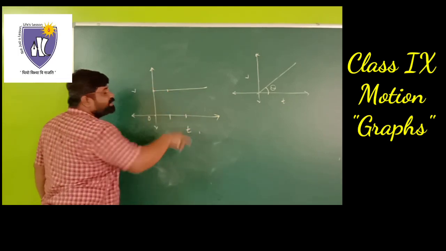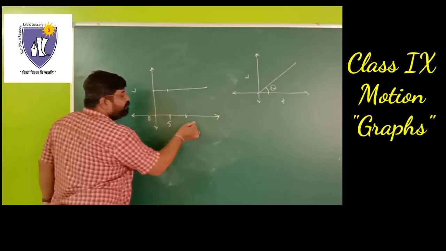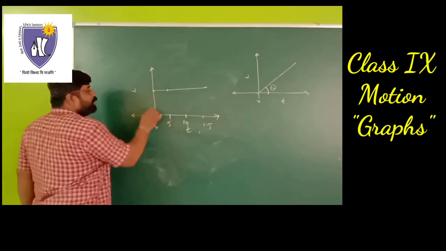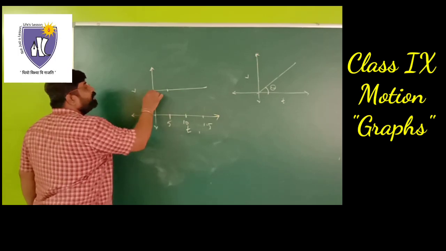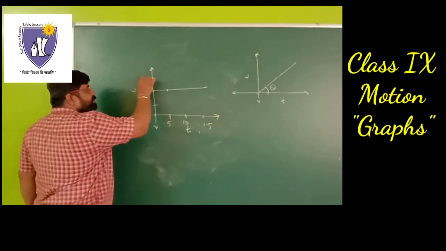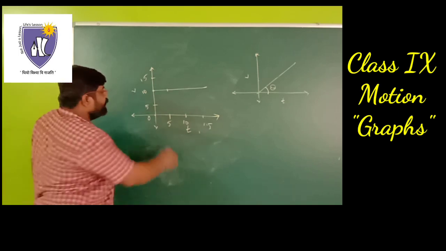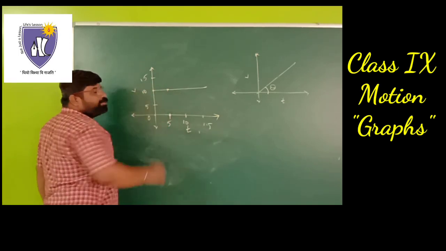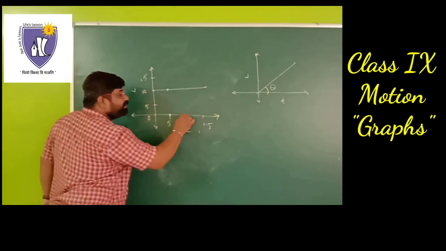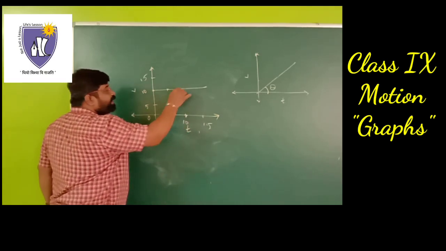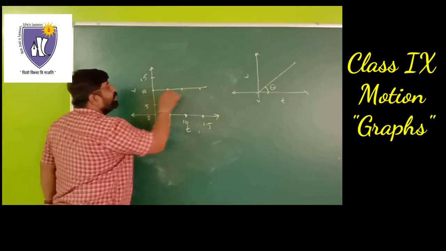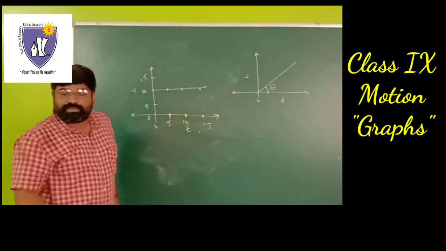Say again I take the same values, 5, 10 and 15. Now at 5 seconds, the speed of the object is 10 meter per second. Next, after 5 more seconds, the speed is again 10 meter per second. At 15, again the speed is 10 meter per second.